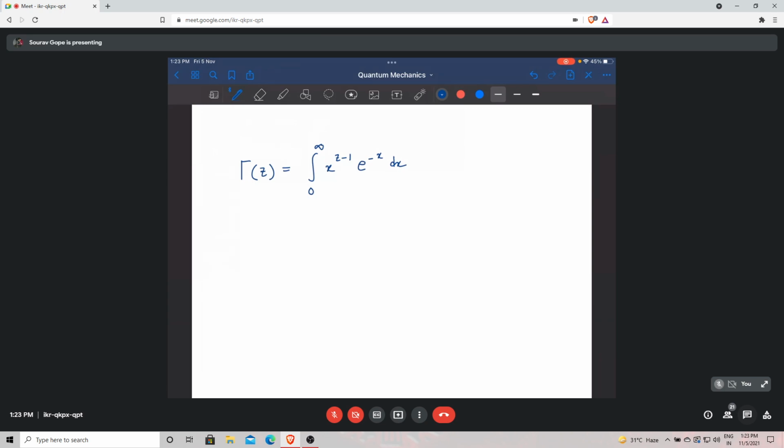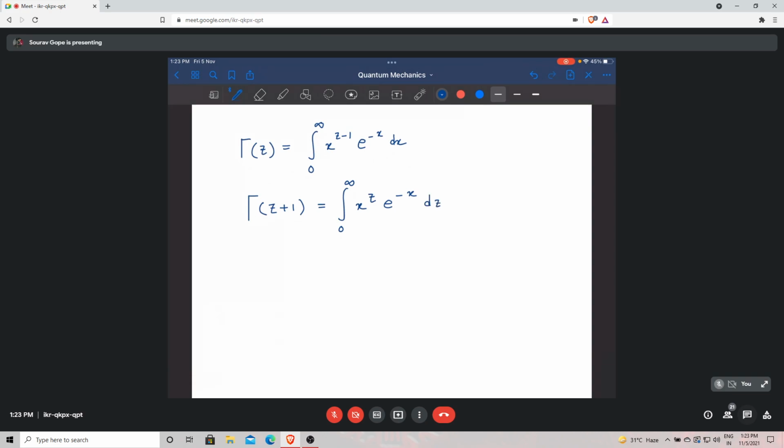Now we have to ensure that this gamma function behaves like z minus 1 factorial, right? We have to ensure that. Suppose we try to relate gamma z to gamma z plus 1. Suppose I write gamma z plus 1. What happens is the integral from 0 to infinity of x to the power z, e to the power minus x dx. Now we want to relate this with gamma z, right?